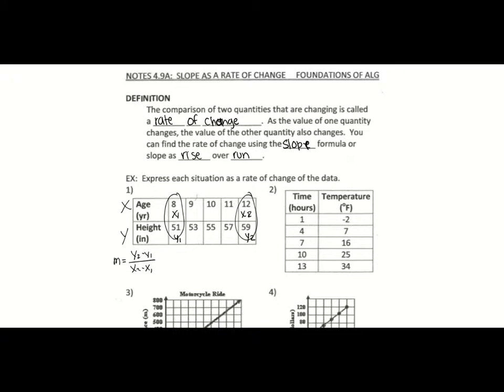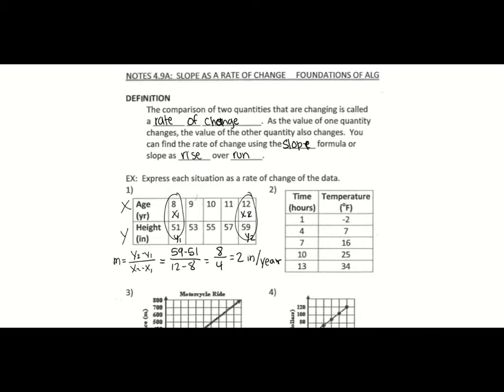We can plug those in and figure out our slope, or the rate of change, how much your height changed with age. So we would get 59 minus 51 over 12 minus 8, and that gives us 8 over 4, which is 2. So that means we would have a rate of change of 2 inches per year. So that's one example of how we find rate of change.